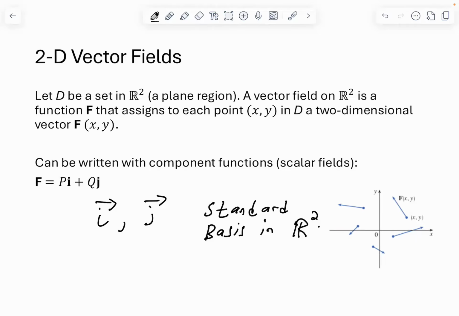And here to the right, again, I have that graph, just showing a couple of vectors mapped out onto it. We start at a point x and y and map the vector from that point in the direction indicated by f of x and y.